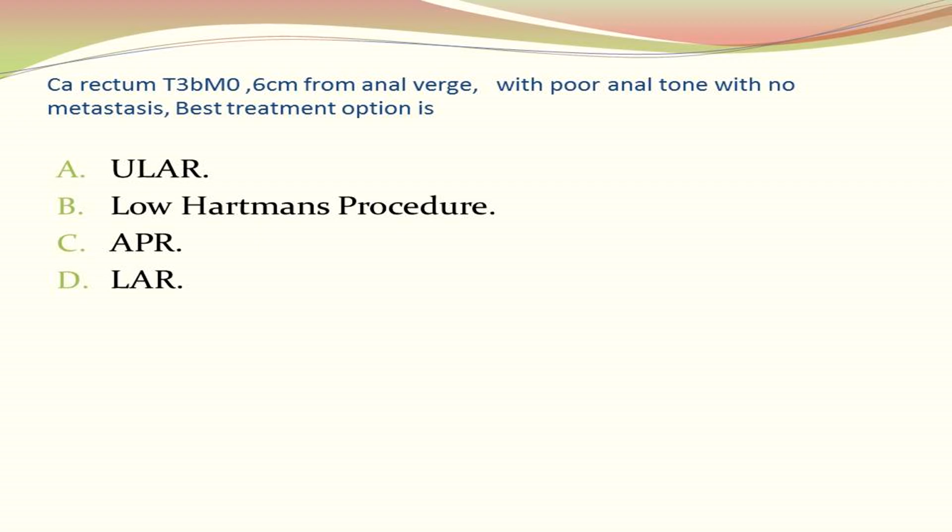CA rectum T3B tumor, 6 cm from the anal verge with poor anal tone. Again देखो anal tone आ गया. With no metastasis. Best treatment option is CA rectum T3B 6 cm from the anal verge with poor anal tone. Anal tone poor है तो आप sphincter surgery करोगे, sphincter preserving करोगे, ultra low AR करोगे, LAR करोगे, नहीं करोगे. बचता क्या है? ये दो ही ऑप्शन बचता है, low Hartmann's procedure and APR.